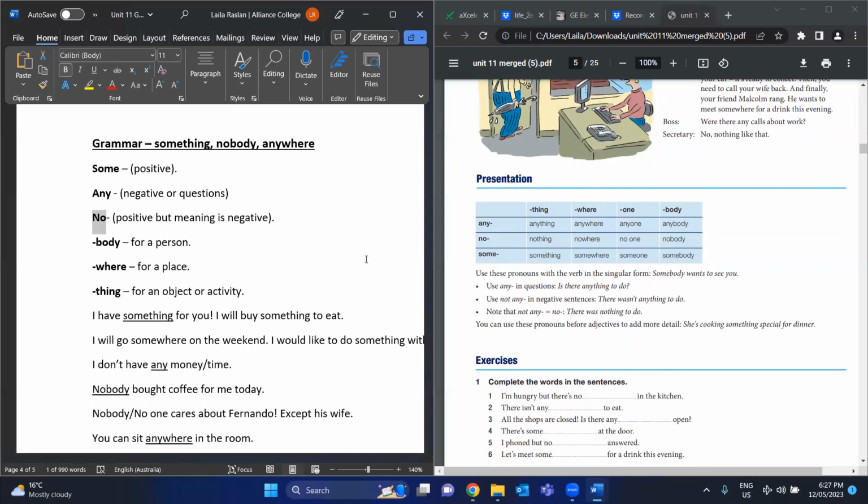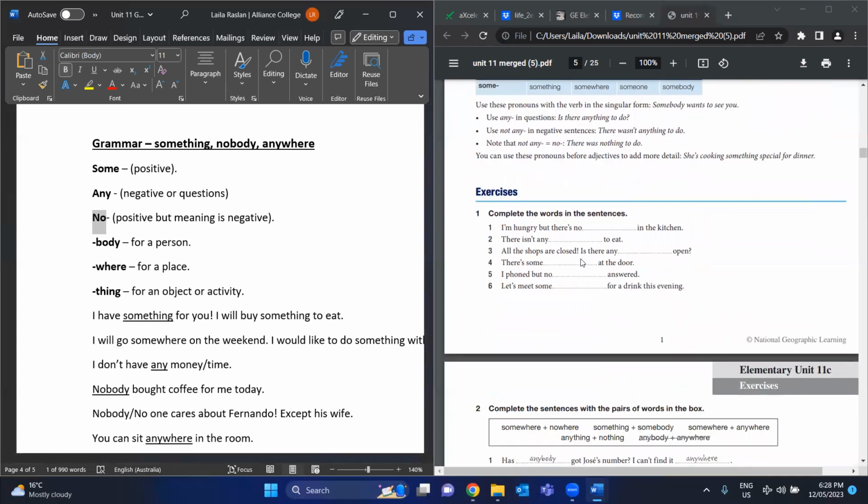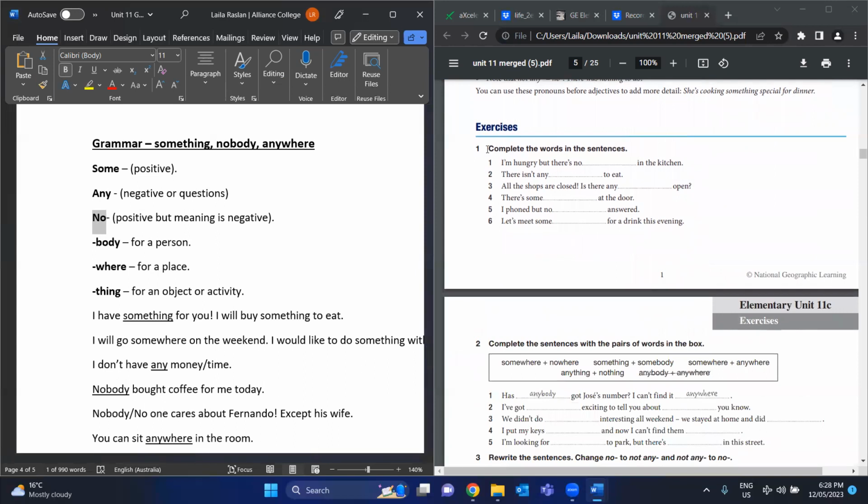And if we want to say thing, when we attach it to the word thing, it's when it's an object or an activity. Where is for a place. So you can attach any of these, some, any, no, to where. Anywhere, nowhere, somewhere. It's all talking about a place. Or we can put body. That's for a person. Somebody, anybody, nobody. Let's practice a few more minutes before the break.